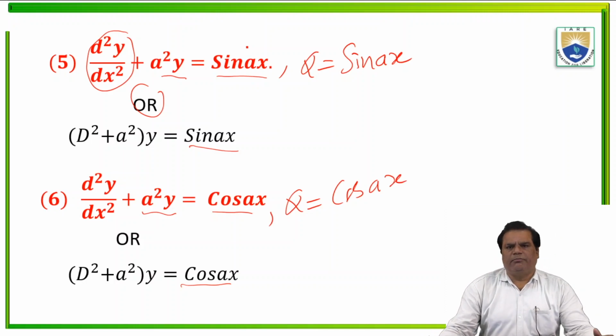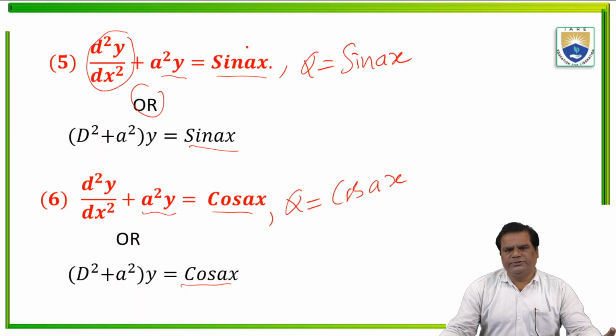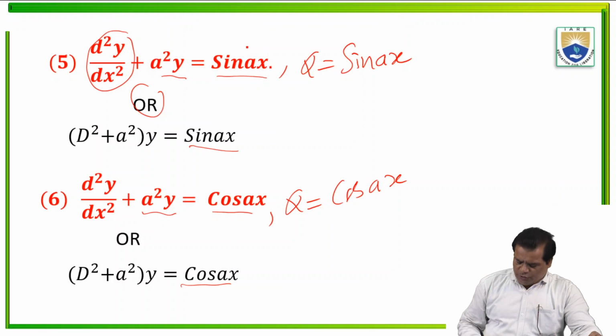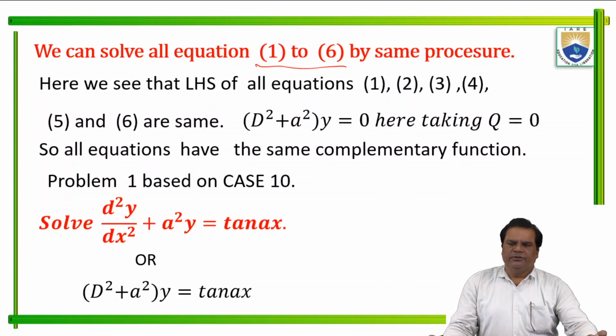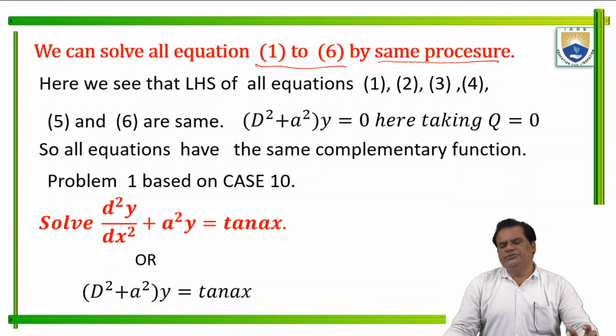So there are 6 problems in standard form, and the procedure for finding the solution of all 6 problems is the same. Every step is the same in all equations. So now we want to solve the first problem with the help of the method y is equal to CF plus PI. Here we can solve all equations 1 to 6 by the same procedure. No other procedure is applied here.